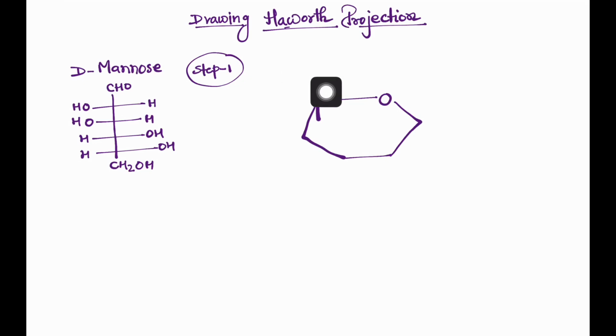Now whether we add CH2OH on the top or at the bottom depends on which sugar you are taking. If it is a D sugar, like D-mannose, then CH2OH is drawn up, and H will be drawn at the bottom. For an L sugar, this CH2OH group is drawn down.